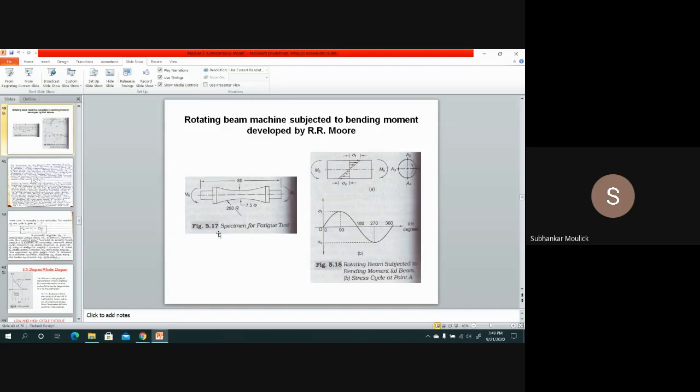It will take more time. Fine, because if the material is rigid, if the material is hard, you don't know when the 10 to the power 6 cycles will come. It can come today also, it can come after 2 hours also, or the fatigue failure can come after 4 days also.